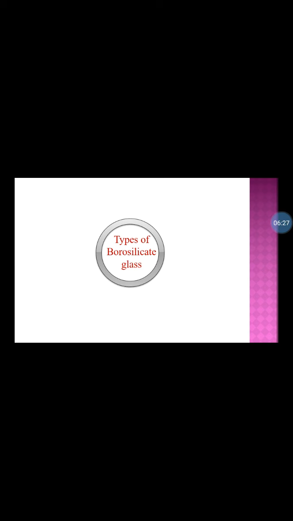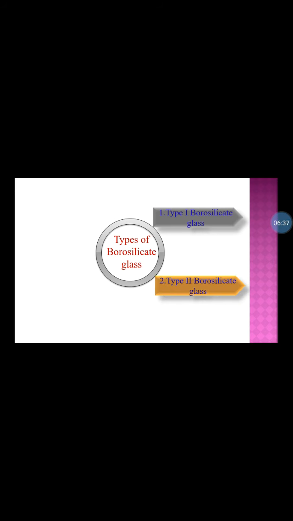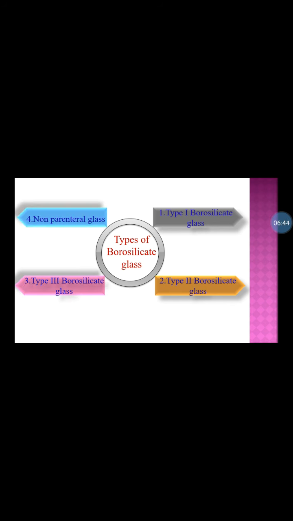Now let's see the types of borosilicate glass. The first is type I borosilicate glass, the second is type II borosilicate glass, then type III borosilicate glass, and the last one is non-parenteral glass. So let's see one by one.